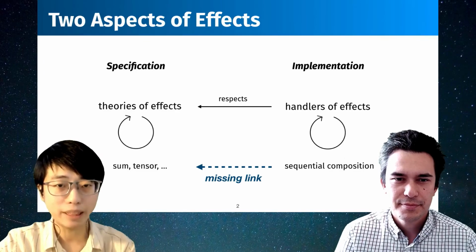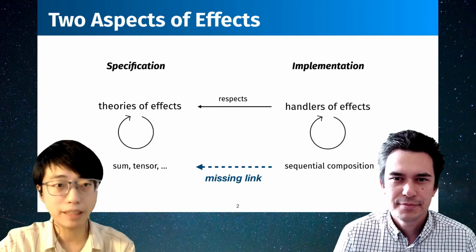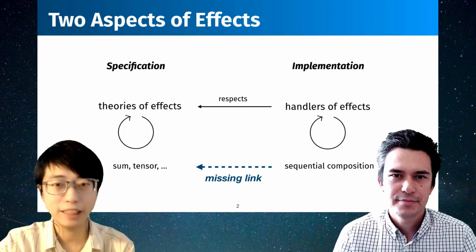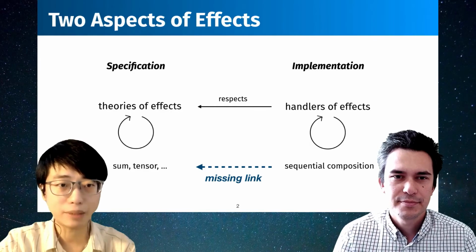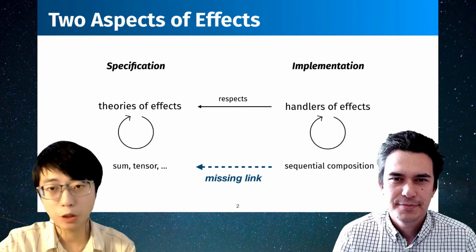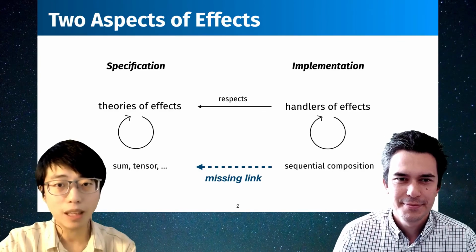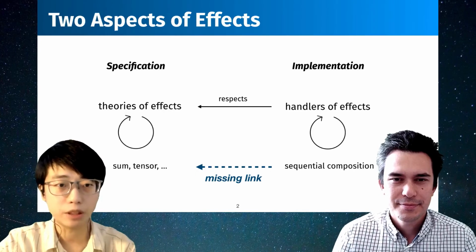Given two effect theories, you can combine them into a bigger theory containing all operations from the subtheories, and possibly adding some new equations to specify the interaction of operations from different subtheories. On the other hand, handlers are also composable by sequential composition. Given two handlers, they can be applied one by one to handle operations in a computation.